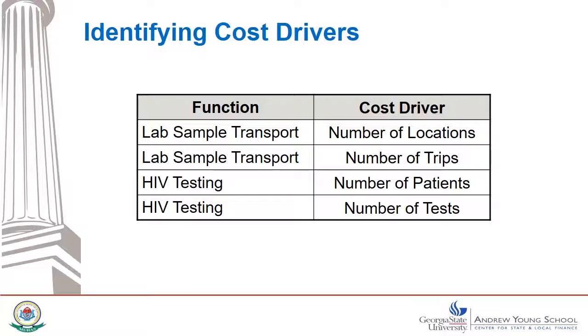In determining cost behavior, it helps to identify cost drivers. For example, the cost of lab sample transport is driven by the number of locations that the transport has to visit, and the number of trips that must be made. Another example would be the case of HIV testing, where the number of patients and the number of tests, especially if there's more than one test per patient that can occur, goes a long way in determining the cost of HIV testing. Thus, it helps to understand these cost drivers.